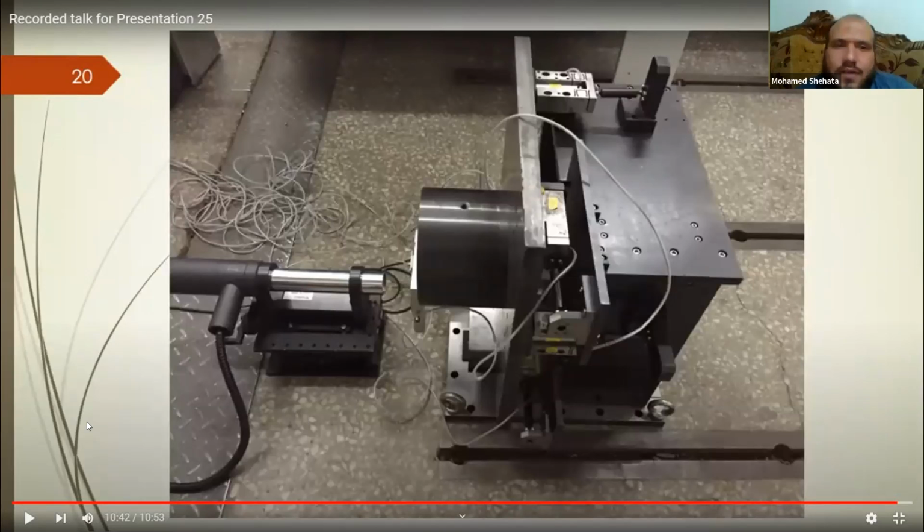Displacement sensor. It's very expensive. We bought it from Germany with its controller. It can measure the displacement. This is the piezo. You can annotate here. The sensor is on the left. This sensor. Okay, displacement sensor.